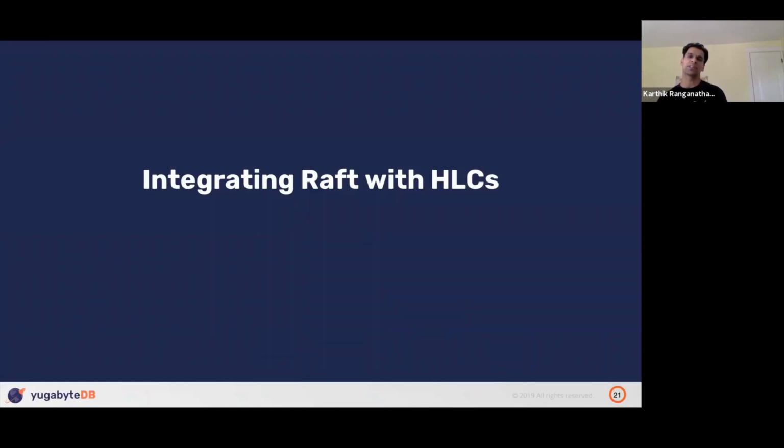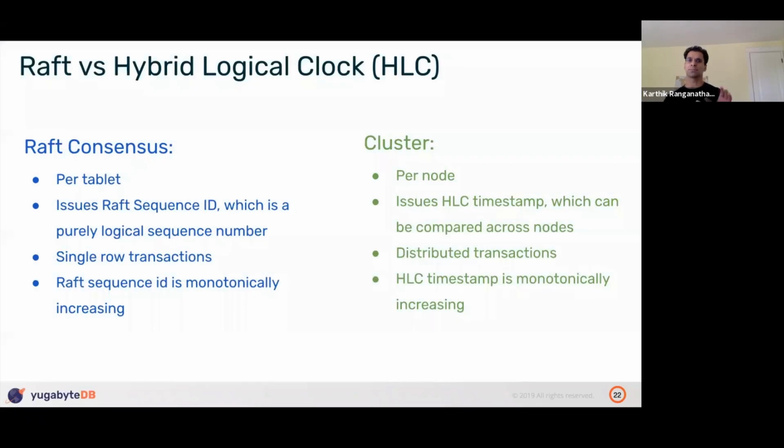So the next step is integrating Raft with hybrid logical clocks. So we talked about single row with Raft and multi-row with hybrid logical clocks. So this is the way they both act simultaneously in a YugabyteDB cluster. On the left, Raft works at a per tablet level, but a hybrid logical clock at a per node level. Yeah, this one should say HLC, sorry.